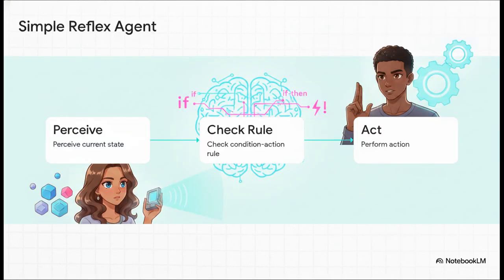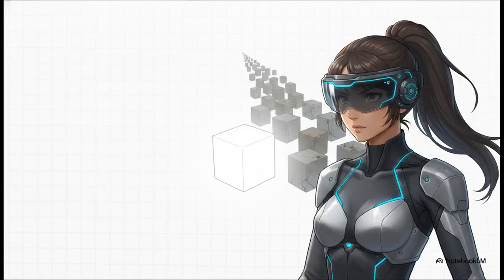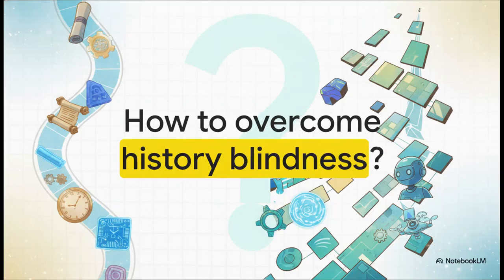Let's start with the simple reflex agent. It literally just follows basic if-then condition action rules. The crucial exam point here? Its fatal flaw. It totally ignores history, only seeing the present moment. So, how do we fix this history blindness and move beyond those simple, rigid rules?